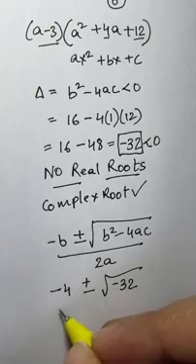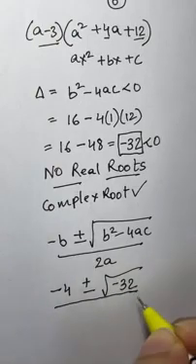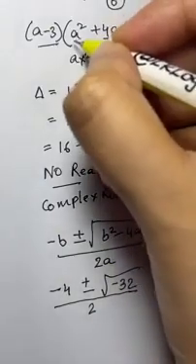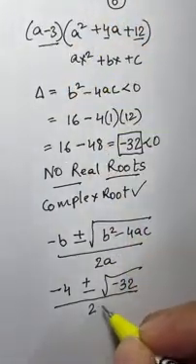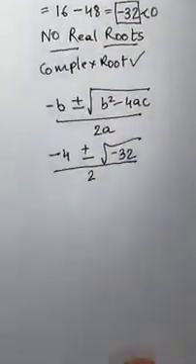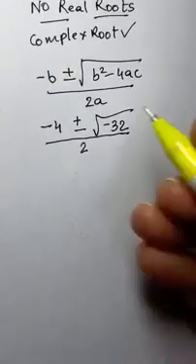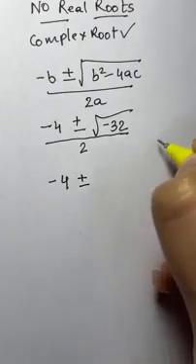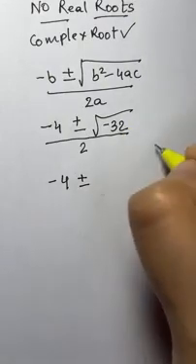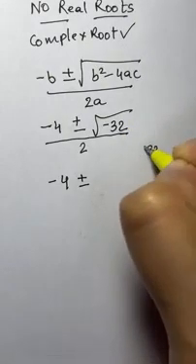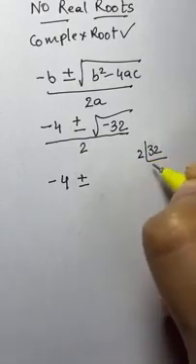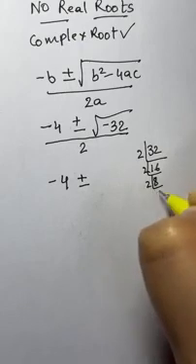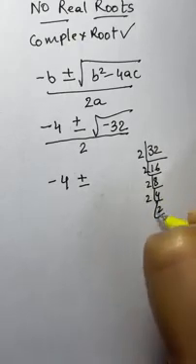All right, and then I have this over 2 into a. The coefficient of a is 1, so 2 into 1 is 2. Let's solve for this. So you have negative 4 plus or minus the square root of negative 32. How can you break down 32? Just take out 2: 2 times 16 is 32, 2 times 8 is 16, 2 times 4 is 8, 2 times 2 is 4, 2 times 1 is 2.